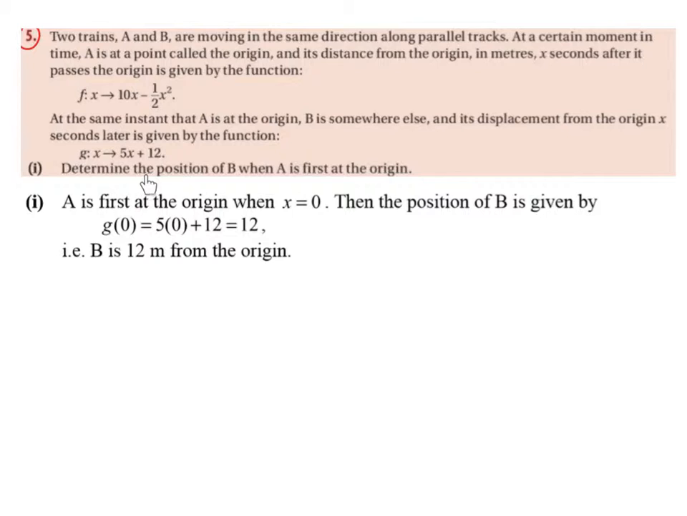Part 1. Determine the position of B when A is first at the origin. Well, A is first at the origin when x is equal to 0. Then the position of B is given by g of 0, which is equal to 5 times 0 plus 12, which is 12, i.e. B is 12 meters from the origin. So when A is at the origin, B is 12 meters from the origin.